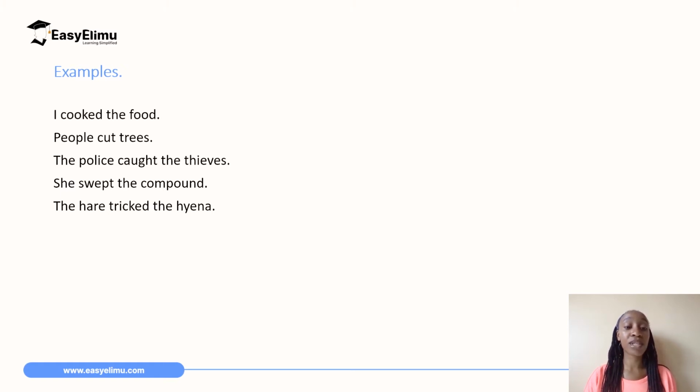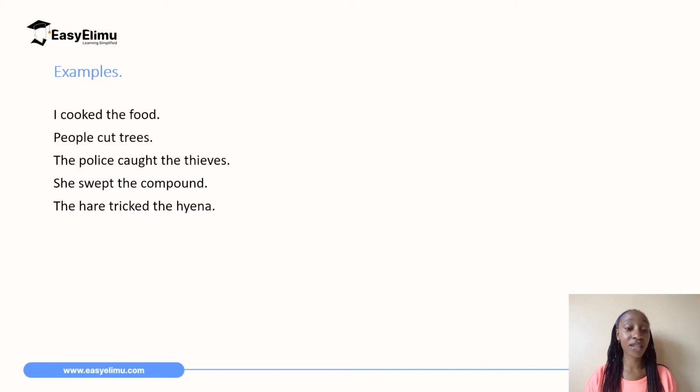She swept the compound. What is the action? Swept. That is the verb. Who did the sweeping? She. So she is the subject. Swept is the verb or the action. The compound is the object.